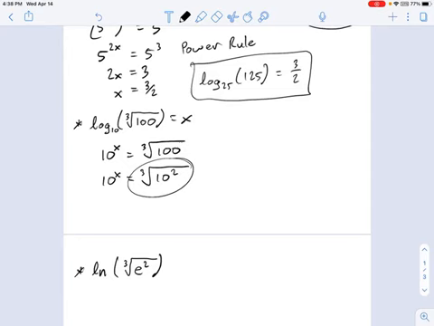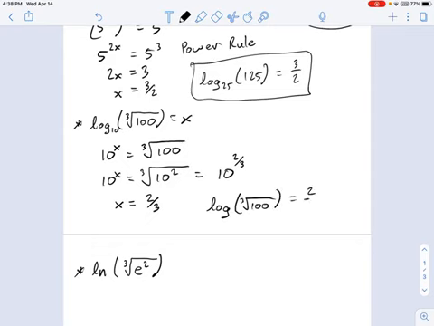Well, now look at this. The cubed root of 10 squared can also be written this way: 10 to the 2/3. This is the way radical signs can be rewritten using fraction exponents. So now if 10 to the x equals 10 to the 2/3, that means x equals 2/3. And what that means is the logarithm of the cubed root of 100 equals 2/3. That's the answer to this question.